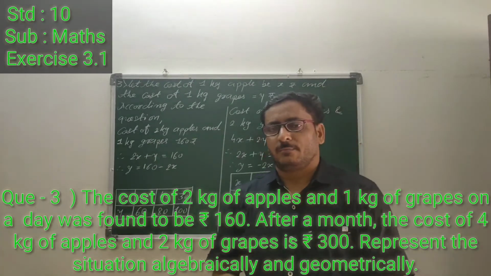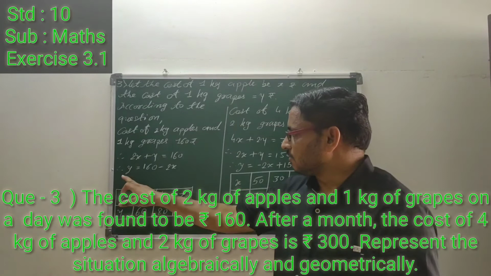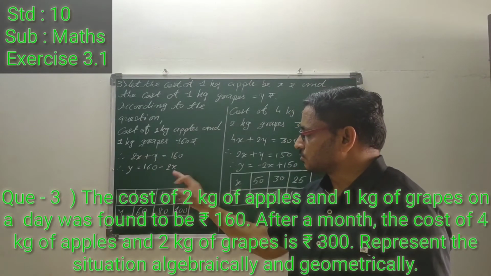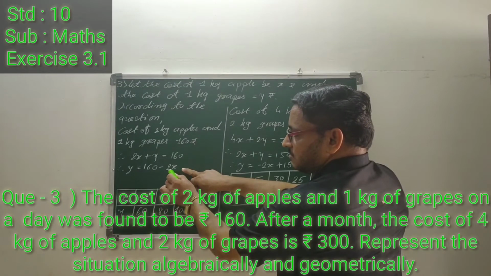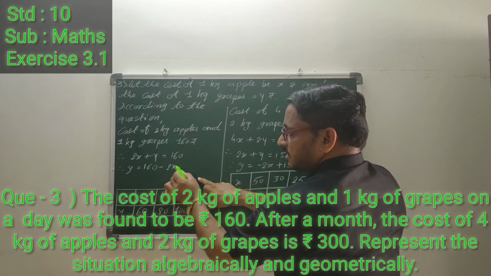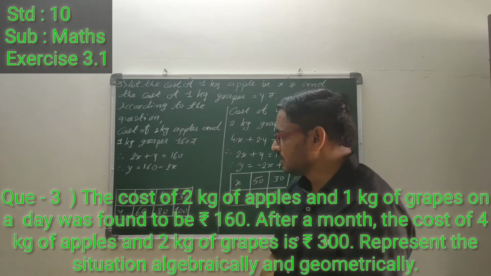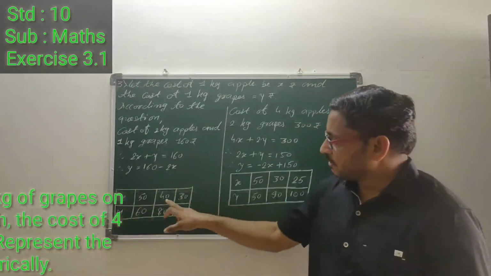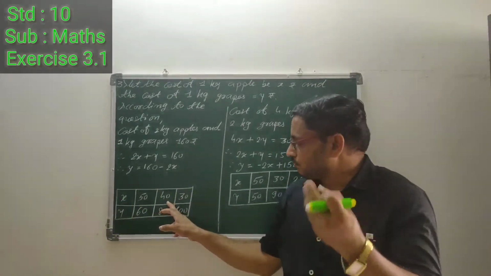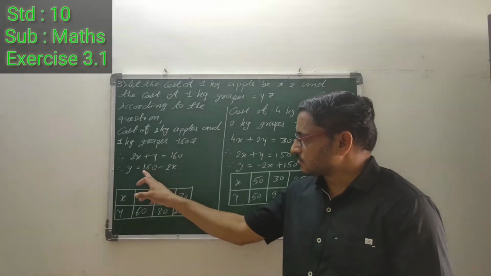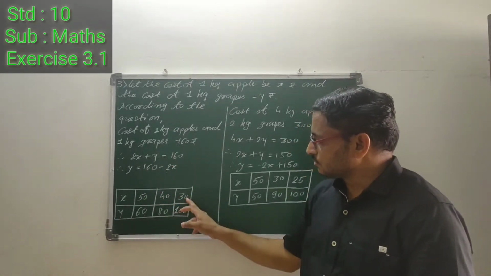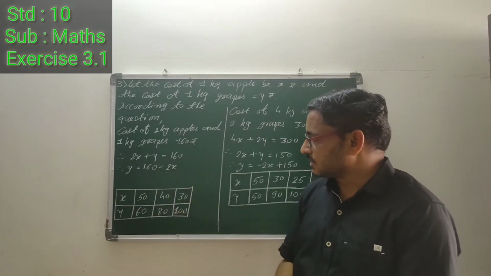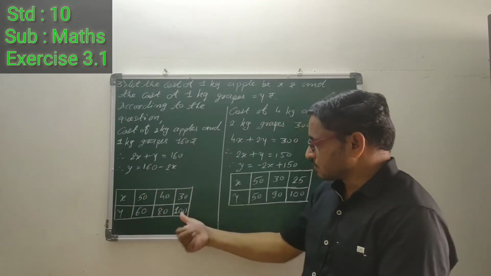Now make the equation in y form. So y equals 160 minus 2x. Now if we put the value of x equals 50, 50 times 2 is 100, and 160 minus 100 gives y equals 60. Afterward, if we take the value of x as 40, 40 multiplied by 2 is 80. So subtracting, 160 minus 80 equals 80. And afterward, if we take x equals 30, then 30 times 2 is 60, and 160 minus 60 equals 100.